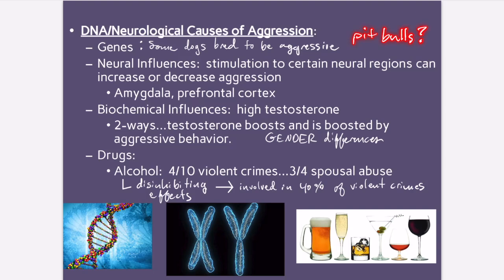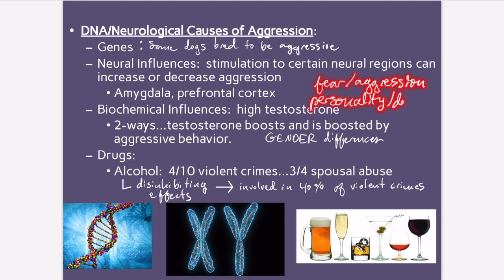So, I mean, I don't really know how to feel about this genetic thing because I feel like how you raise them is how they're going to turn out, whether it comes to dogs or kids, but there is some sign of a genetic basis for aggression. Neural influences, like if you get more stimulation to your amygdala or more stimulation to your prefrontal cortex, remember that prefrontal cortex is responsible for personality and decision making, and your amygdala deals with fear and aggression. So yes, that does tie to aggression.